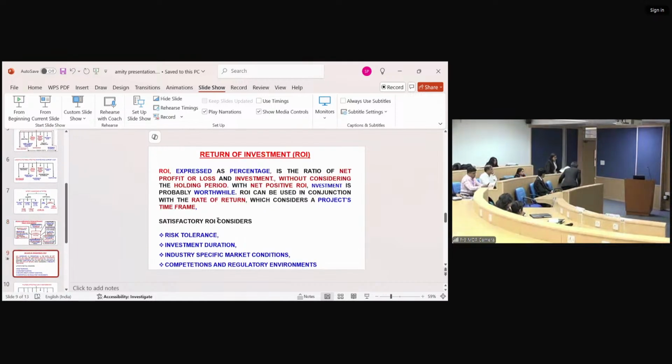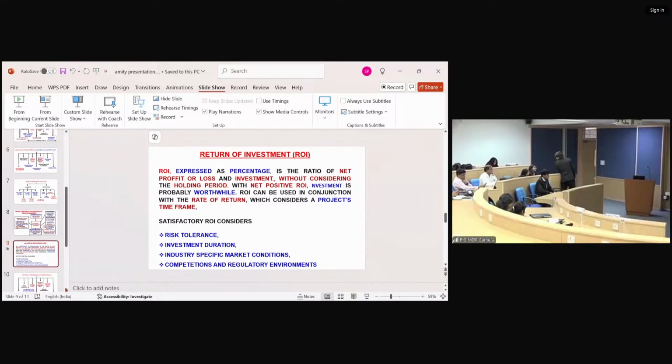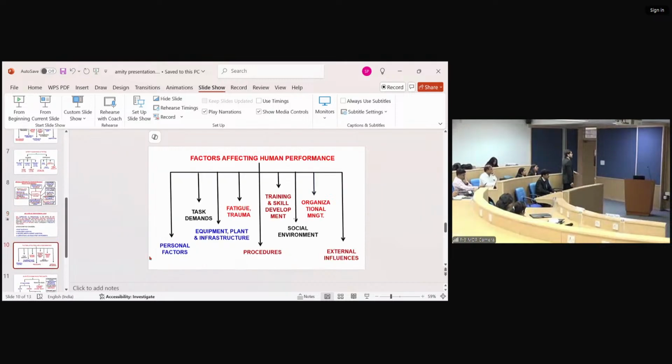Next, ROI. Everyone knows ROI is expressed as a percentage, either profit or loss. If you get a profit, the system will probably be worthwhile, and it depends on risk tolerance, investment duration, industry-specific market, and competition. Then come human factors: personal factors, task demand, equipment and plant and infrastructure, fatigue and trauma, procedures, training and skills, social environment, organizational management, and finally, external influence. Then comes climate change.